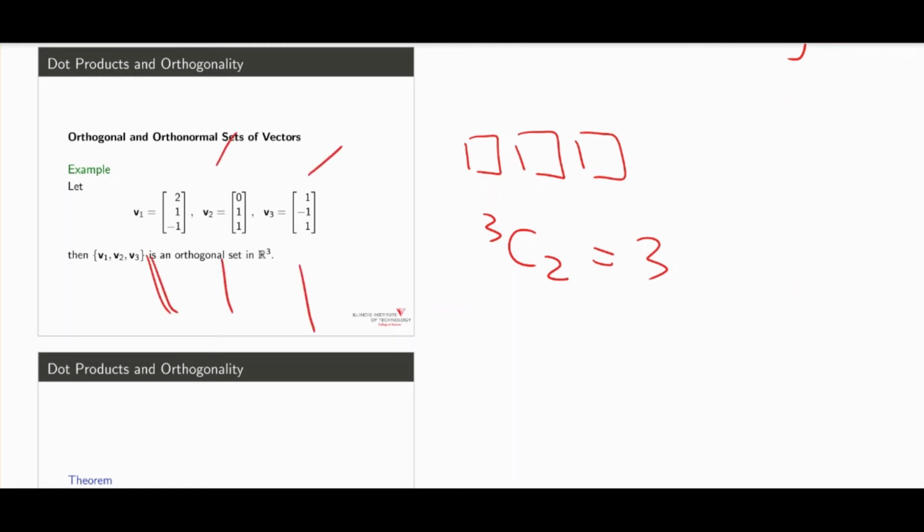For people who have studied discrete mathematics or in high school, you should know that if you have 3 things, how many ways can you choose 2? So 3 choose 2, you have altogether 3 different ways of selecting a pair of vectors: V1, V2, V1, V3, or V2, V3, right? So we check all of them, and they all give us 0. So this is what we call an orthogonal set, okay?